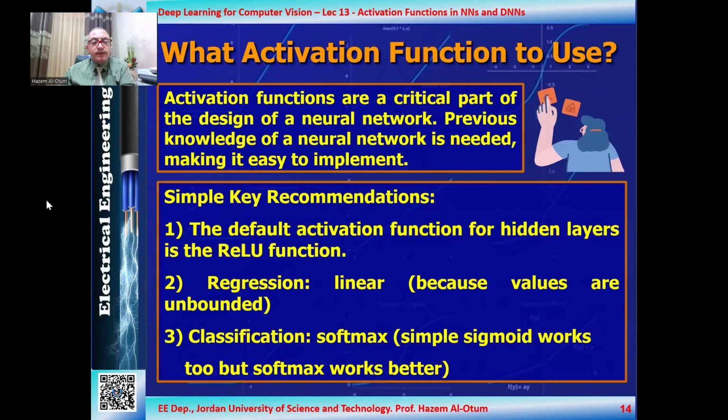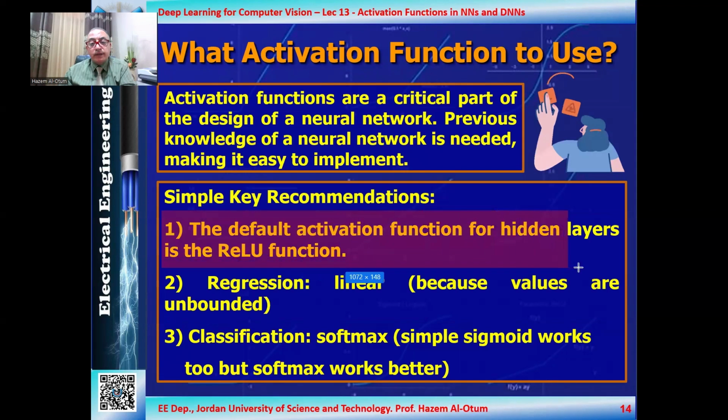The first one is that the default activation function for hidden layers is the ReLU function. We can use leaky ReLU. Actually, I used to try ReLU and leaky ReLU, and the performance did not change very strongly. The improvement sometimes is not very high, and it comes at the expense of some additional computation cost when we use leaky ReLU over ReLU.